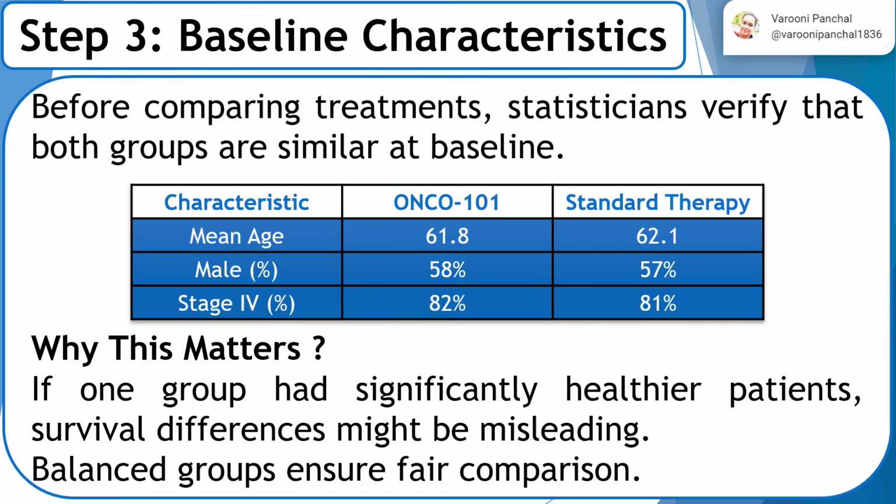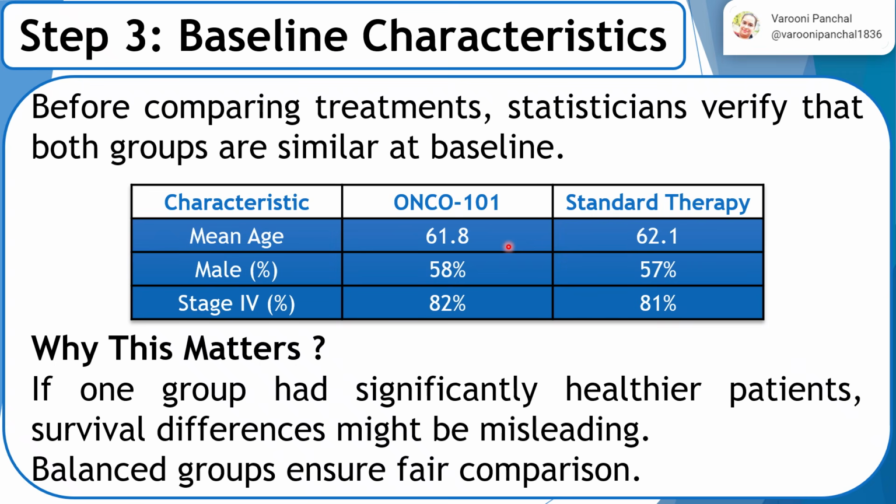Now, why is this done? It is done because you should ensure that there is a balance maintained between these two groups. ONCO101 is 300 patients and standard therapy is 300 patients. These two groups should have a balance so that a fair comparison is done and no biases are included. Now, if one group had significantly healthier patients, survival differences might be misleading. So, say one group is healthy and the other group is not healthy, what happens in that scenario?